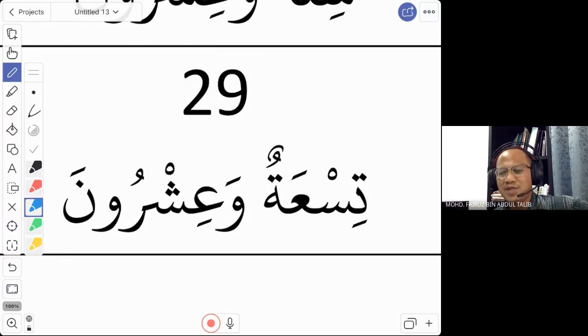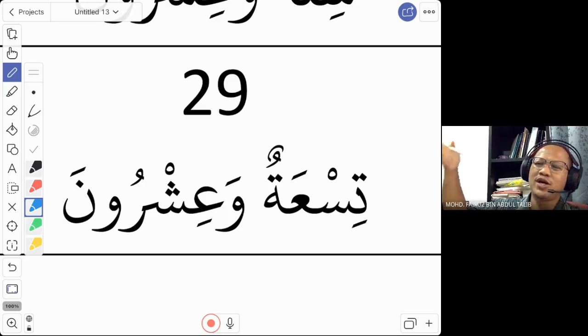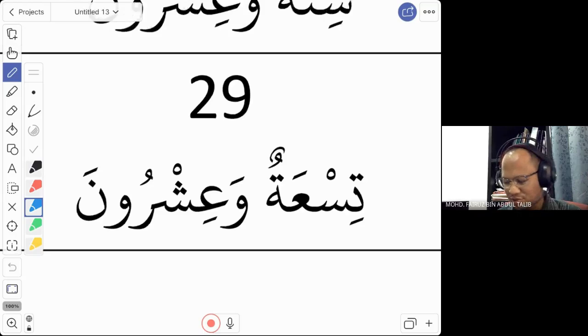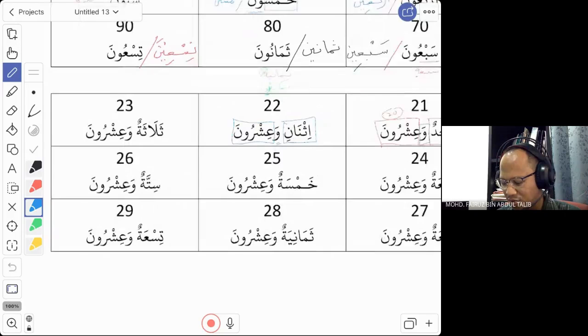Yeah. So I believe this is easy. Once you know how to say 20, 30, 40 until 90, you should be able to do this until the number 99. Because what you need to do is just take the number from wahid, ithnan, thalatha until tis'ah. Right. Any question for this part? How do you say 21 to 29? Anything you want to ask?